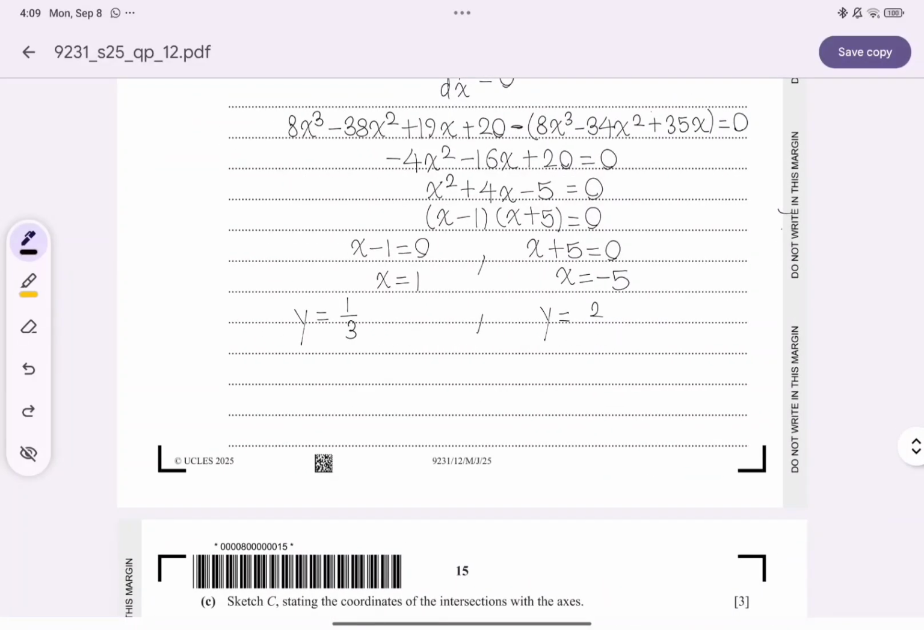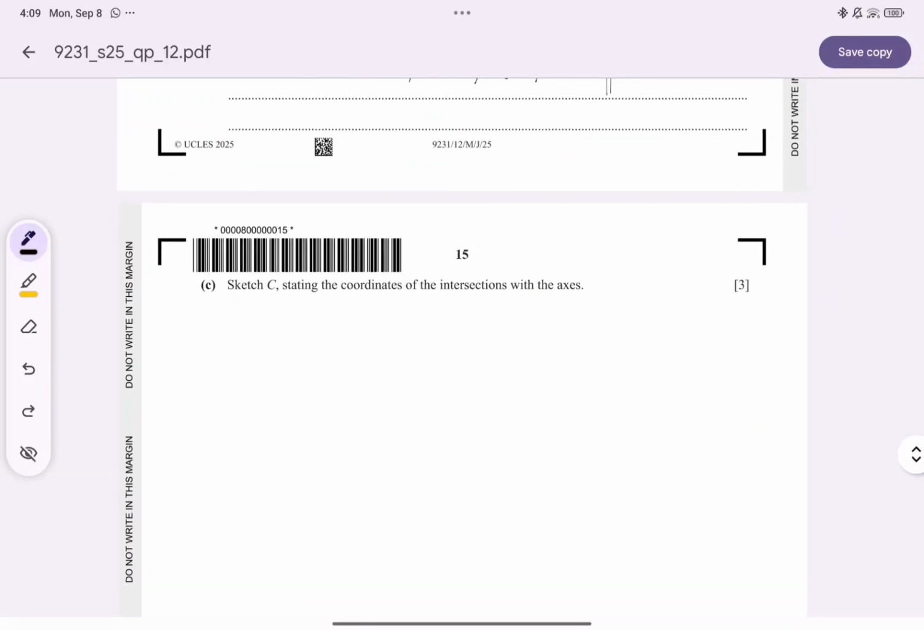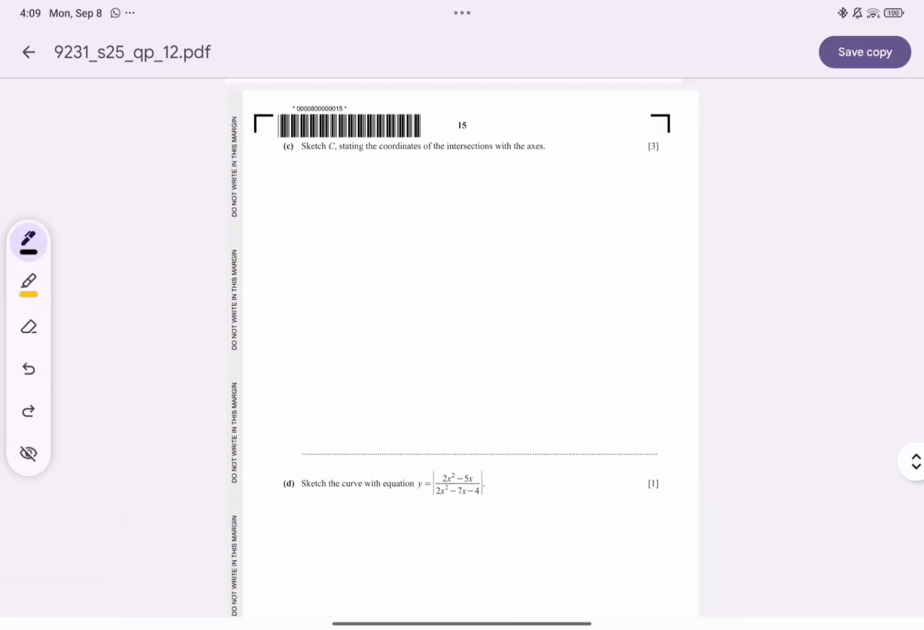You'll get 25 over 27. Hence, the answer is 1, 1/3 and minus 5, 25 over 27. So this is our final answer. Let's head on to the next question.